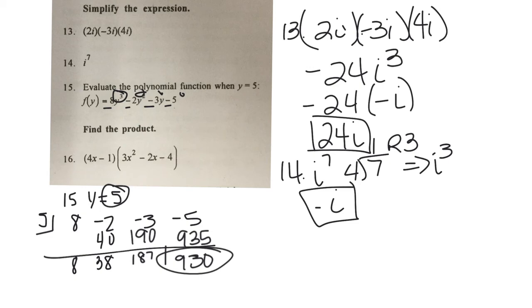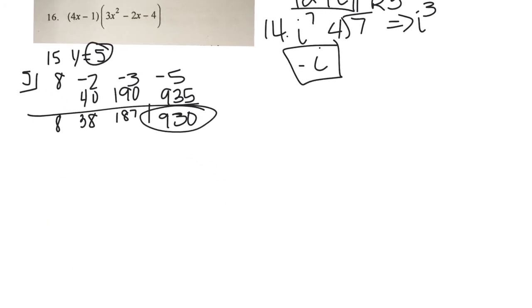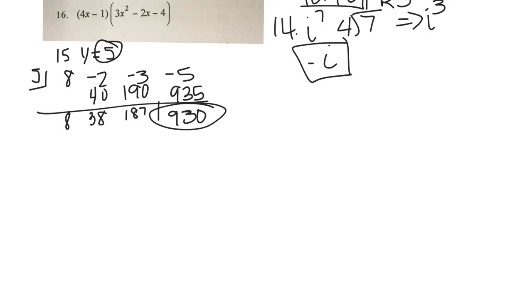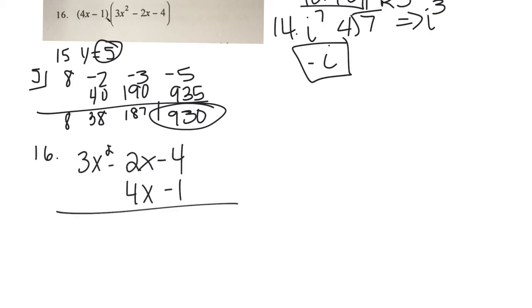Number 16, find the product. We're just going to multiply. There's several ways to multiply. You can distribute the 4x to each term, then distribute the negative 1. I like my vertical multiplication, 3x squared minus 2x minus 4 times 4x minus 1. And we multiply just like we did in elementary school.